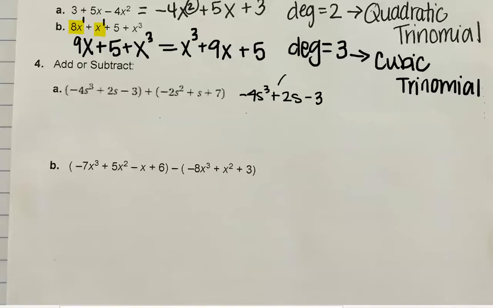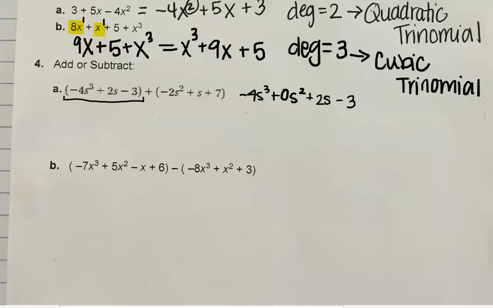And do you notice how there's no squared term? And so if we were doing it vertically, you'd actually leave a space there for the squared term, or you can even say it's 0s squared. Right? There are no s squareds in this. I'm looking at just this one right here. And then following that is 2s and then minus 3.